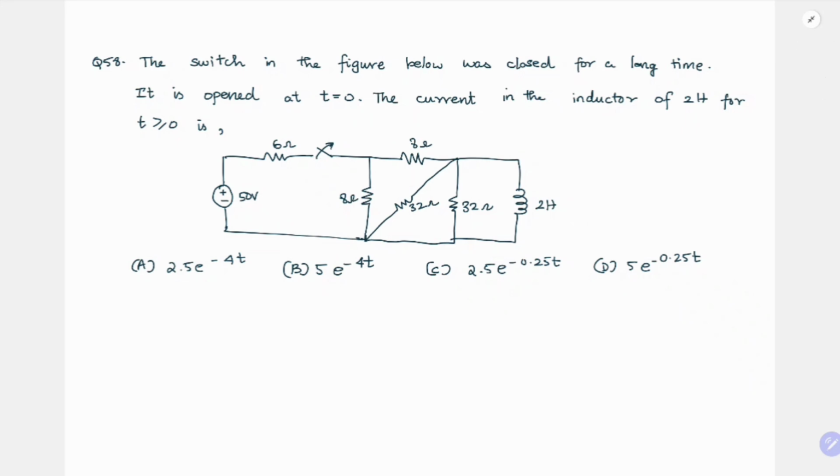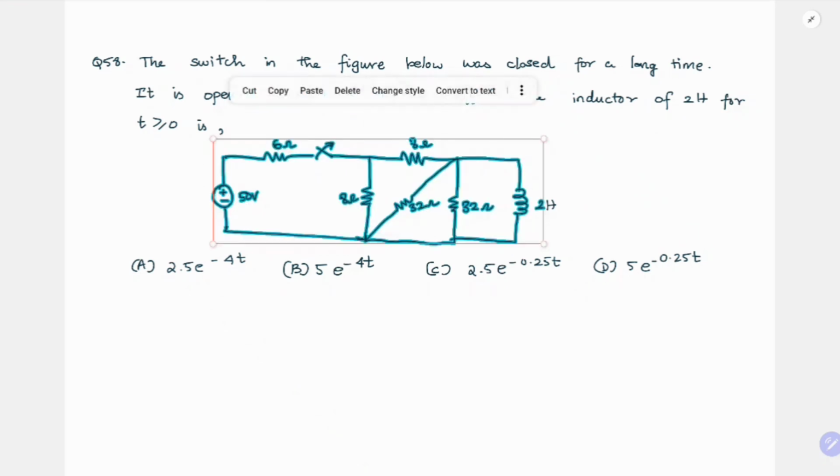So this switch has been closed for a long time. You need to find the current through this 2 Henry inductor, and after that it is opened. Then you need to find the time constant of the circuit, which will give the rate of decay. With these two parameters you will be able to find the answer. Okay, so let us solve it.